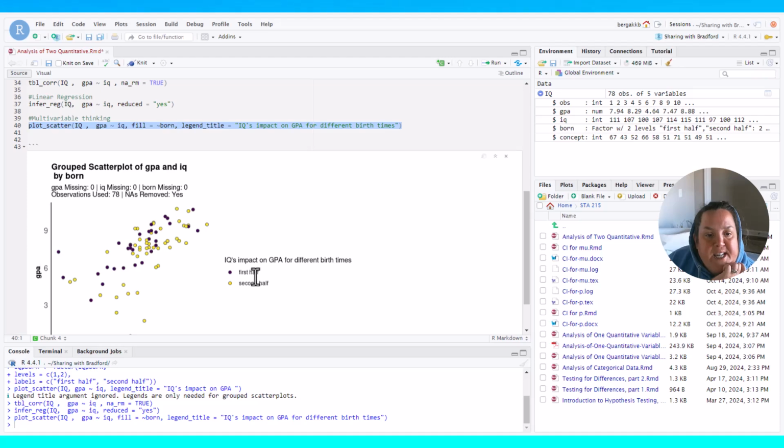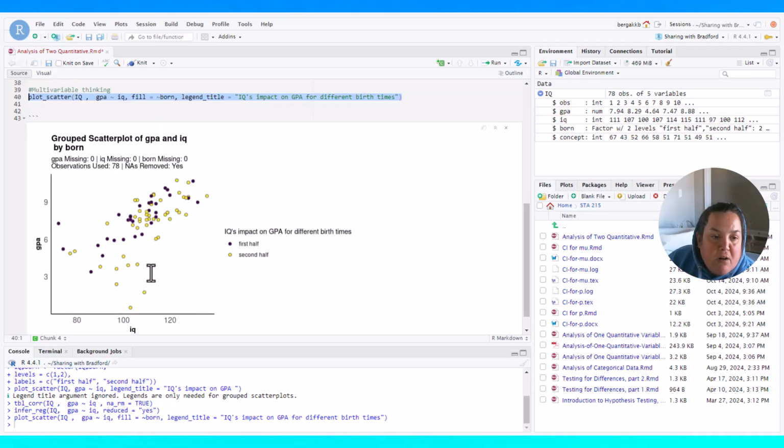So now you can see that we have the first half of the year is kind of in that purple color, and the second half is yellow. So when you're comparing those here, I wouldn't say that there's a difference. Yes, maybe the second half is a little bit lower, but these are not a very tight pattern. Up here you see they're scattered throughout, so I would say there's no difference between the time of year that someone was born for their IQ versus GPA. Like, one doesn't have a stronger relationship than the other. All right.